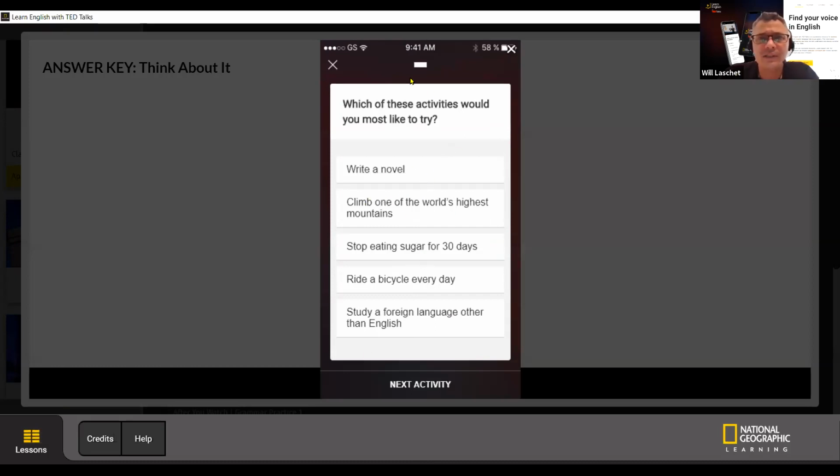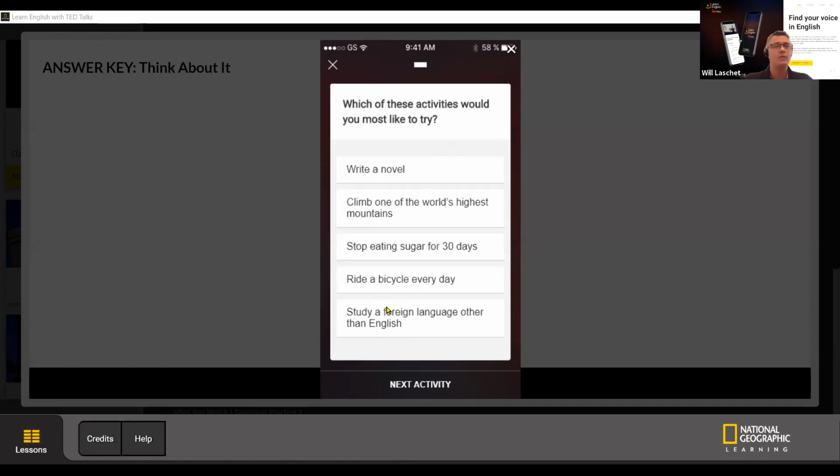So I've got a question for you here, and I'm going to set a new poll for you. So let's try poll number 2. These are the same questions in the poll that you can see from the app. And I'd just like you to tell me, so there are 5 activities here. In the poll box, which of these would you most like to try?